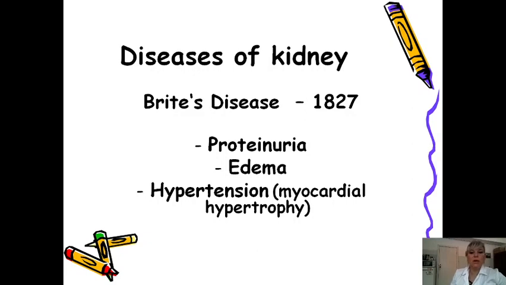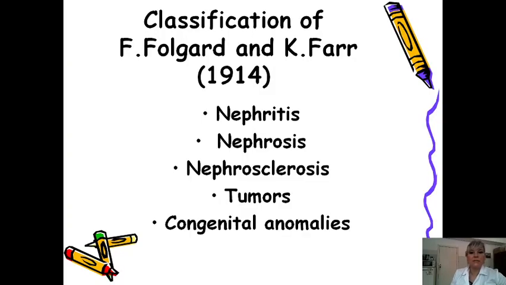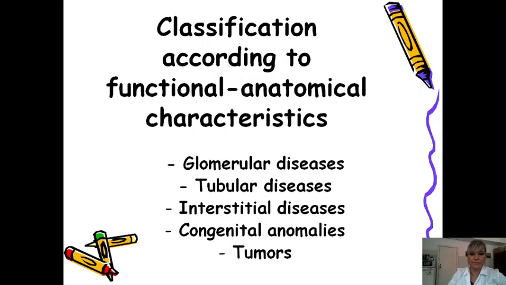Hypertension leads to myocardial hypertrophy in the left ventricle. In this photo, you can see serious edema in the lower extremities as a result of disease of the kidney. This is the old classification of Volhard and Fahr in 1914: nephritis, nephrosis, nephrosclerosis, tumor, and congenital abnormalities.